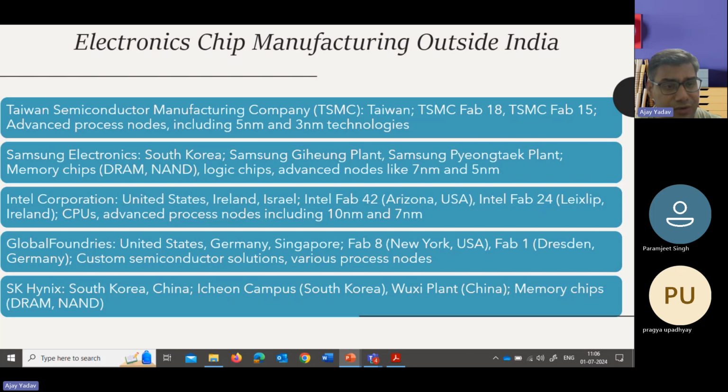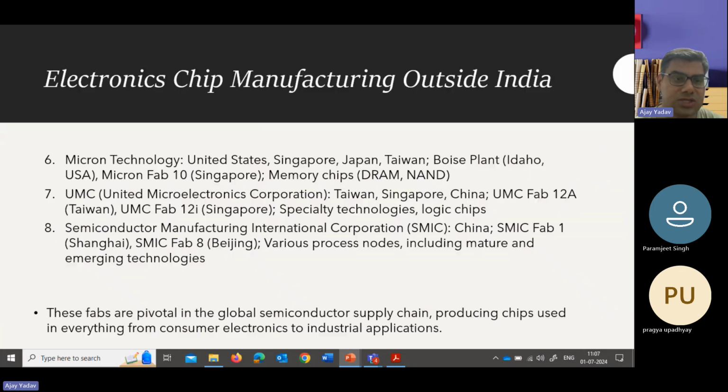Fourth is Global Foundries, which is located in the US, Germany, and Singapore. In the US it is Fab 8, and in Germany it is Fab 1. These are the chip manufacturing facilities there, and they also manufacture a lot. Then SK Hynix is located in South Korea and China. They have one plant in South Korea, the Icheon campus, and another in Wuxi, China. They manufacture memory chips, DRAM and NAND based.